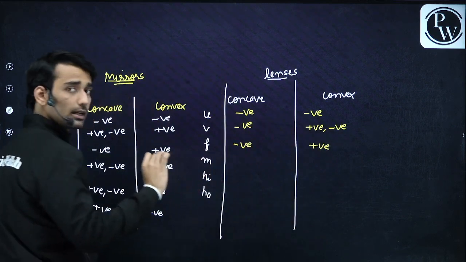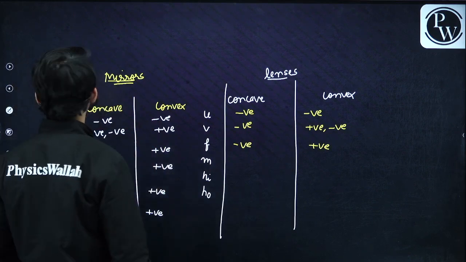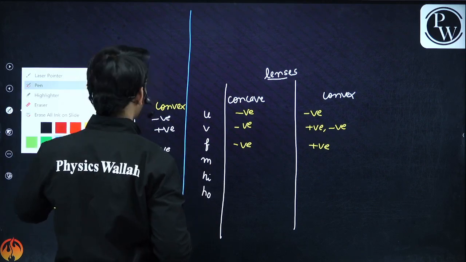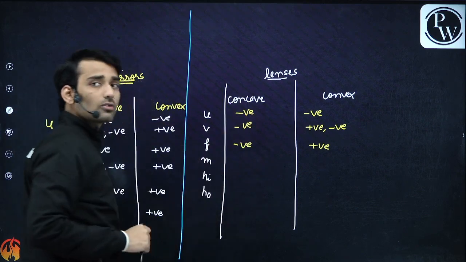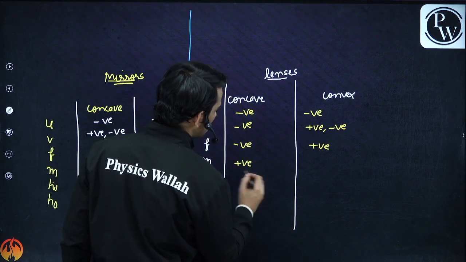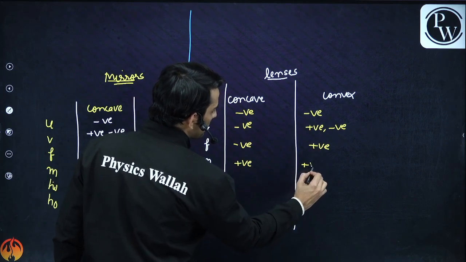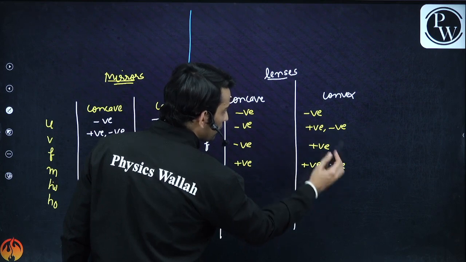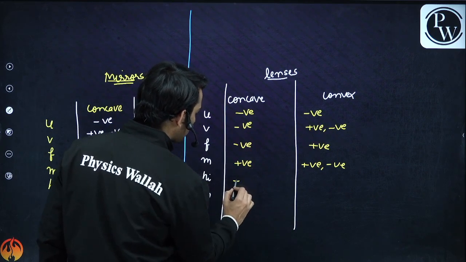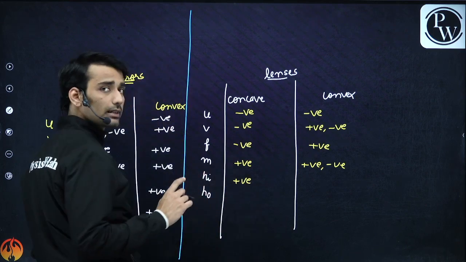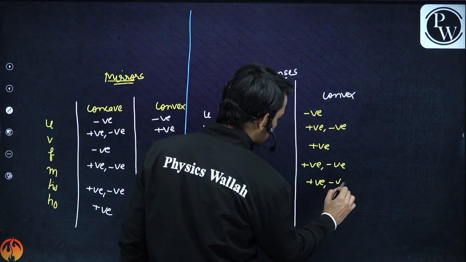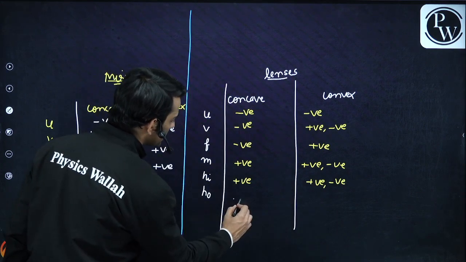Very, very important. It's a summary chart for you people. Okay. Magnification: concave lens always forms a virtual, erect and diminished image, so magnification would be positive. Convex lens can form both real and virtual images, so it is negative and positive. Image height: concave lens forms an erect image only, so image height is positive. Convex lens can form erect and inverted both, so it can be positive as well as negative. Object height is positive for both.